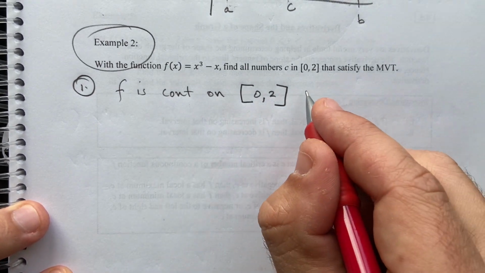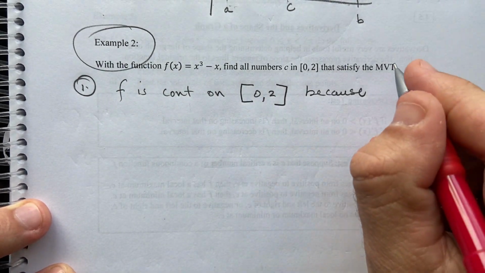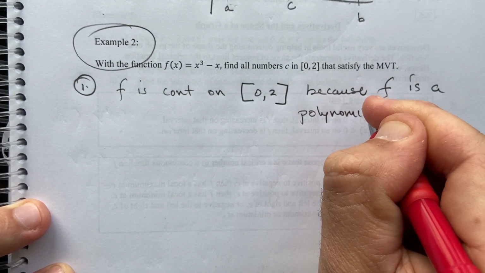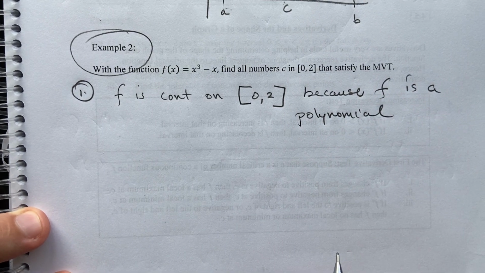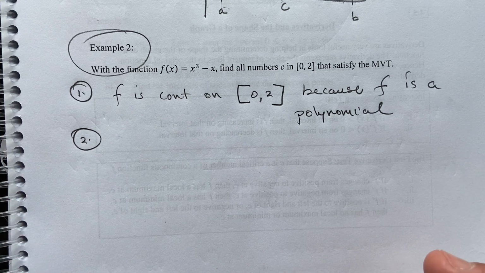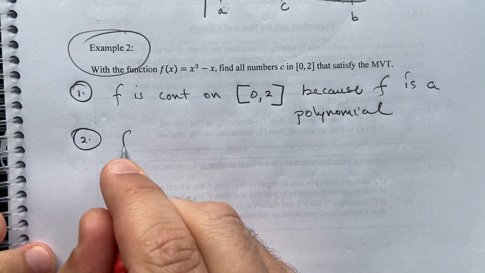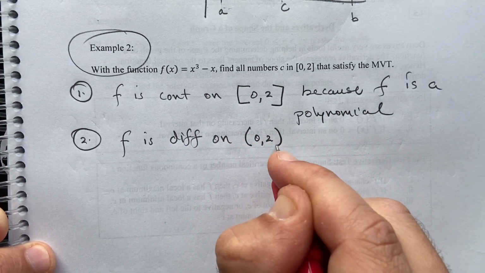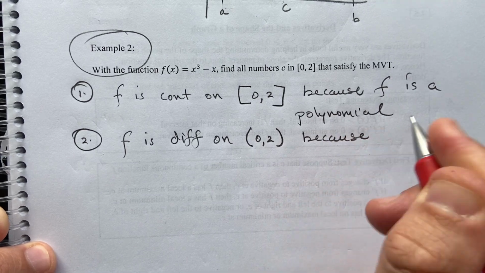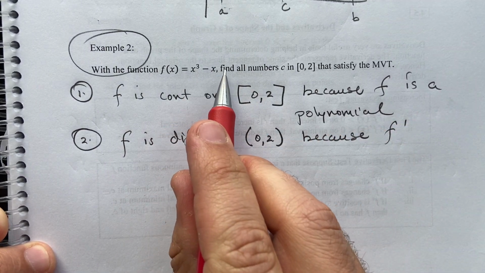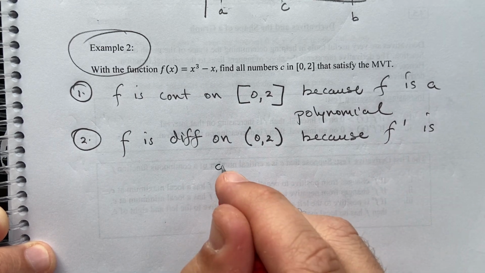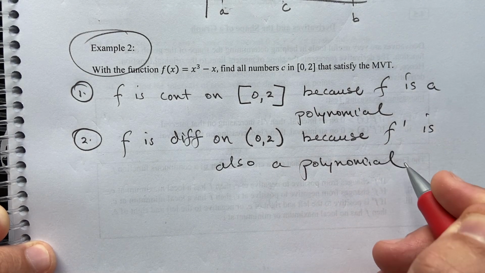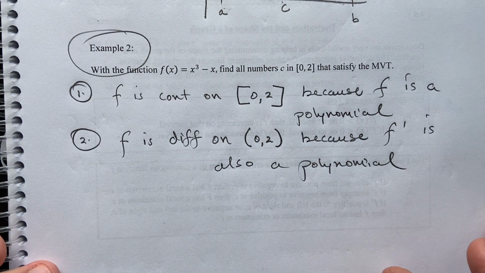Because, you can probably answer that, f is a polynomial again. Okay. Number 2, we need that it's differentiable on the open interval 0 to 2. F is differentiable on the open interval 0 to 2 because f prime would also be a polynomial. If you imagine f prime, that won't be undefined anywhere, in other words. So it will be differentiable everywhere.